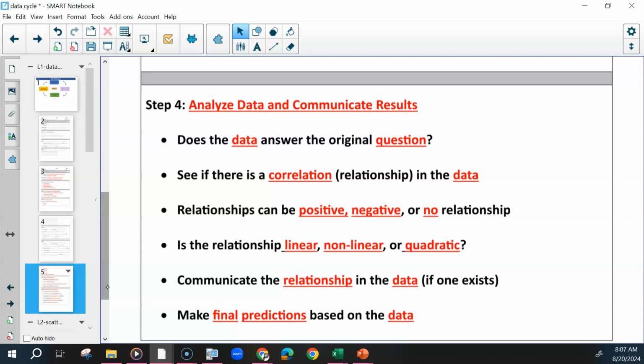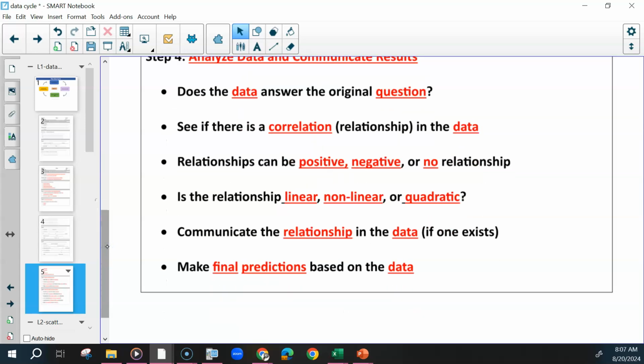So we kind of talked about this in class, like your age and how many pets you have don't really have anything to do with each other. So that would be a no relationship type of situation. You can look at the relationship also in a different aspect. Is it linear? Does it make a line-looking shape? Is it nonlinear? Does it not make a line? Or quadratic, which we'll talk more about, but it's going to be a U-shape.